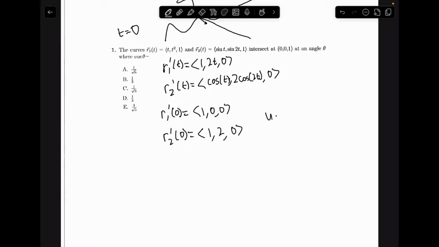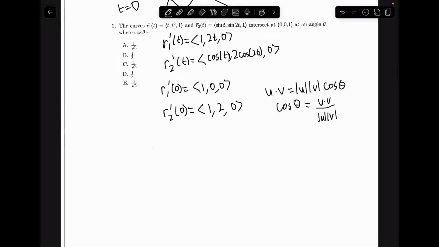If we remember the geometric dot product formula, which you definitely need to know for this class, every exam, u dot v is equal to the magnitude of u times the magnitude of v times cosine theta. So if we rearrange, cosine theta is equal to u dot v all over magnitude of u times magnitude of v. Let's just use the formula.